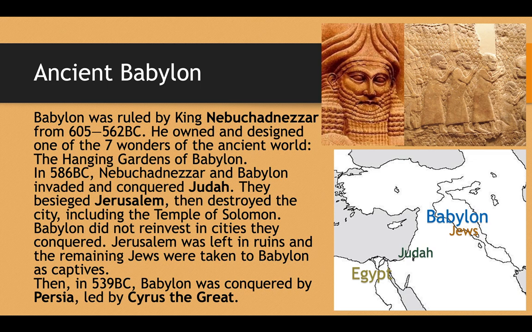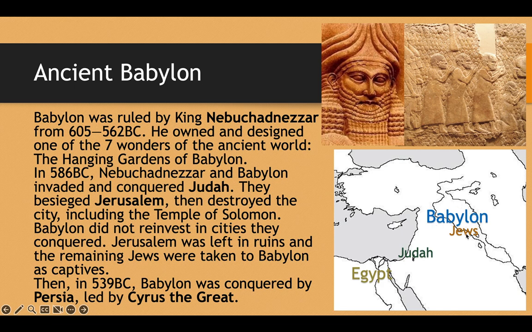They destroyed the city of Jerusalem, including the famous Temple of Solomon, which was said to be one of the largest and most ornate and gorgeous buildings in world history. So Babylon wasn't so big on impaling like the Assyrians were, but at the same time, they did not reinvest or rebuild the cities that they conquered. So Jerusalem was left in ruins for decades, and the remaining Jews who survived the invasion were then taken captive back to Babylon, where previous Jewish people were captives of the Assyrians.